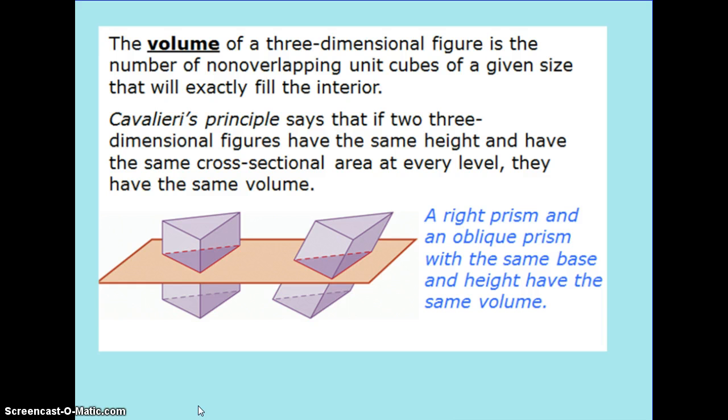So what you see here is a more formal definition of Cavalieri's principle and of the definition of volume. Cavalieri's principle says that if two three-dimensional figures have the same height and the same cross-sectional area, what that means is if I were to take a plane and slice the object, the bases are the same size at every single level, meaning if I were to cut at the bottom, the middle, the top, somewhere in between, all over, they're going to have the same volume. So the right prism that you see here and this oblique prism that you see here have the same base and the same height, therefore they have the same volume.